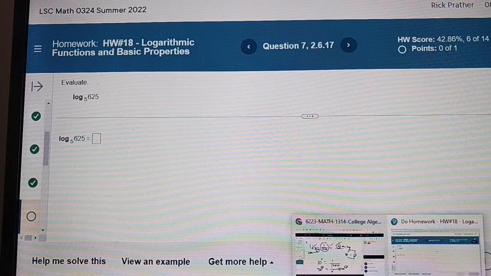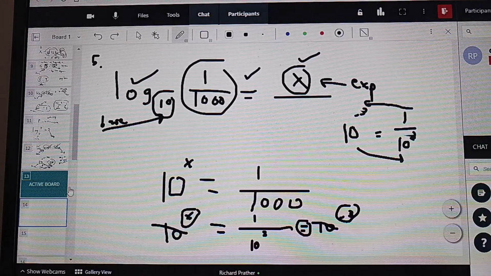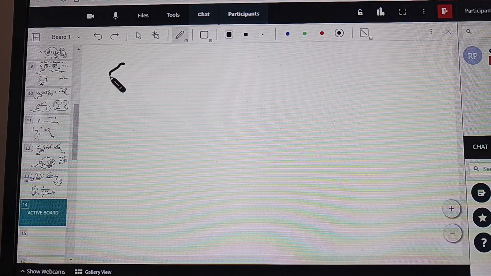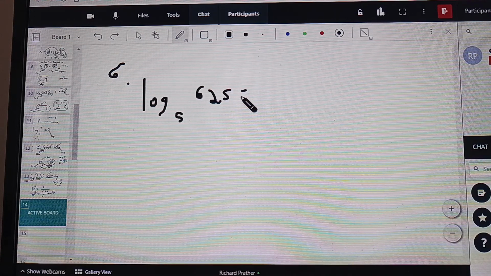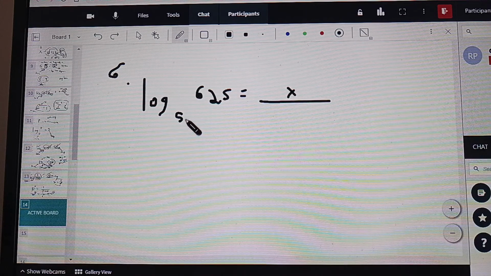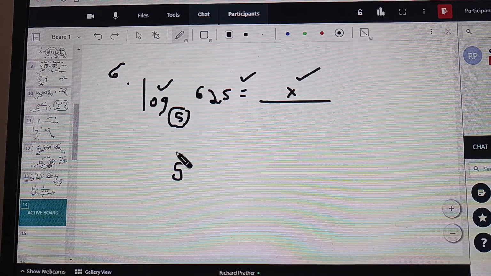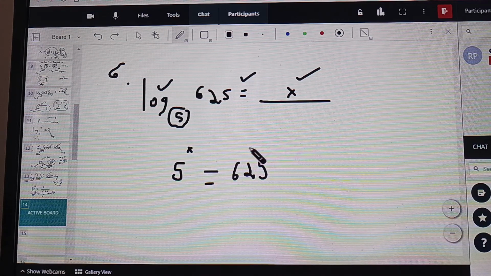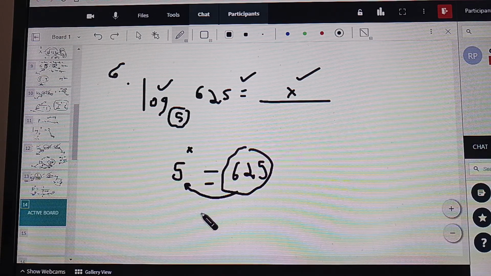Okay, same kind of problem. Log base 5 of 625 equals what? Here's the base, log base 5. That's the regular size number. A log is an exponent. There's an exponent. And I haven't used 625 yet. Can we make 625 look like a 5? Always try to make the bigger number look like the smaller one.